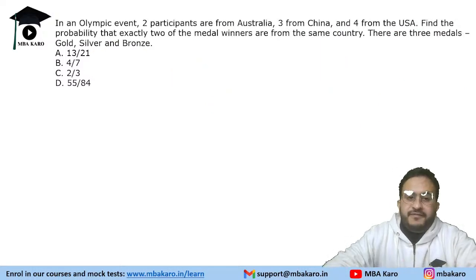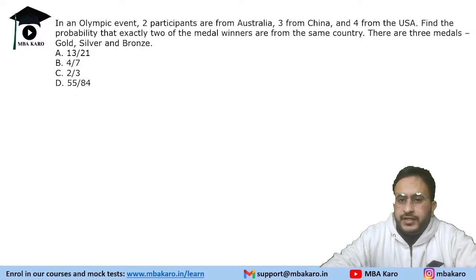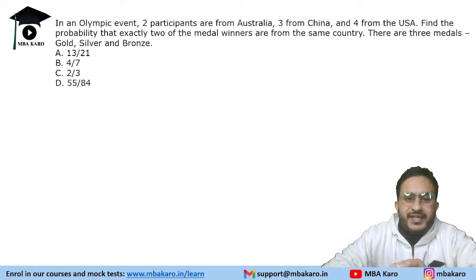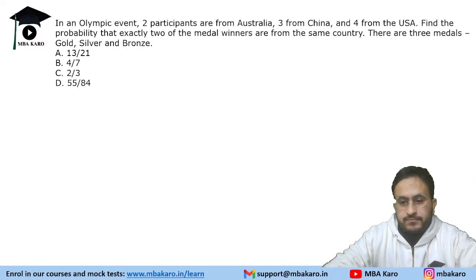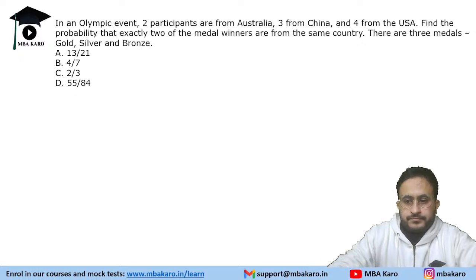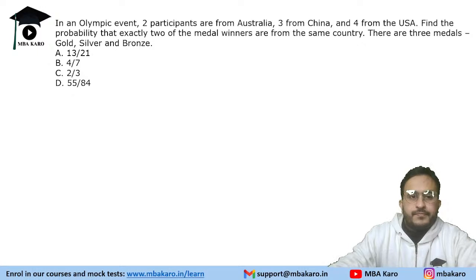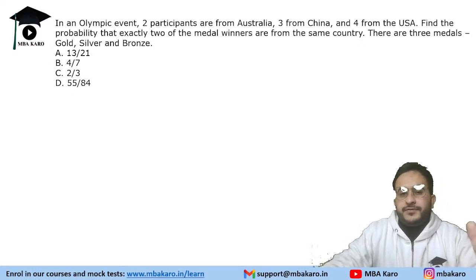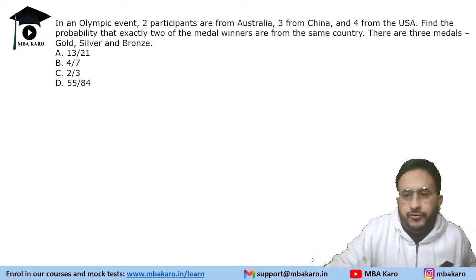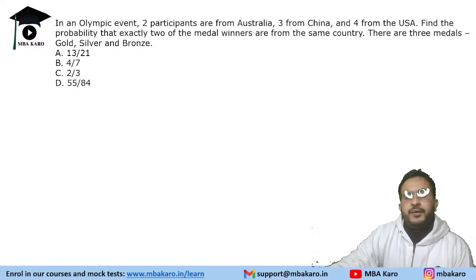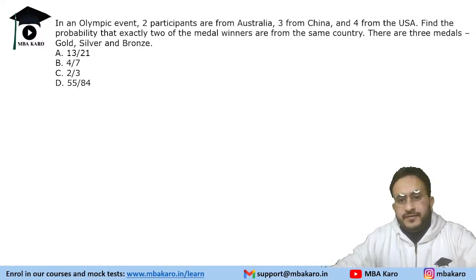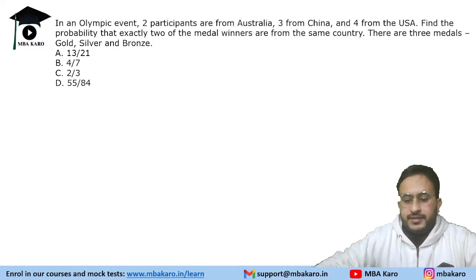In an Olympic event, two participants are from Australia, three from China, and four from the USA. Find the probability that exactly two of the medal winners are from the same country. And there are three medals: gold, silver, and bronze. We need to find the probability that exactly two of the medal winners are from the same country.